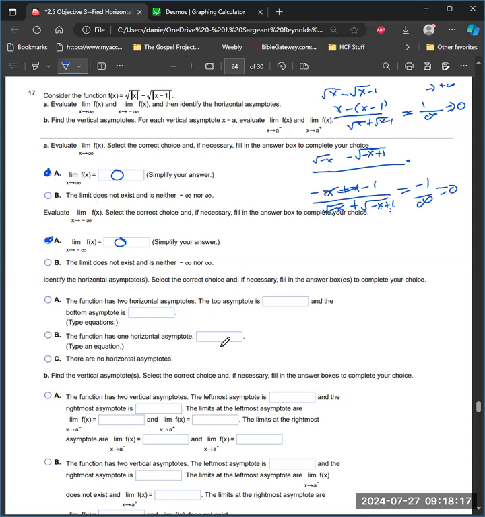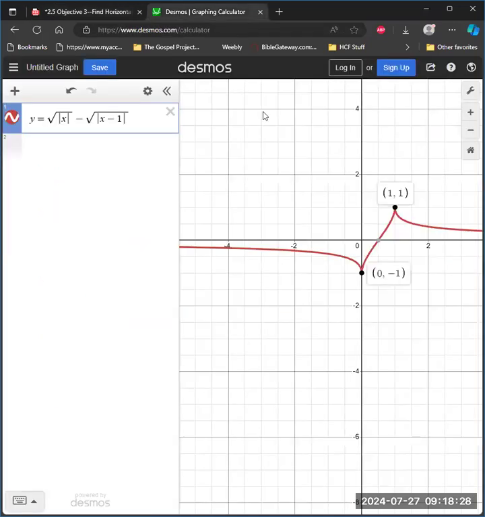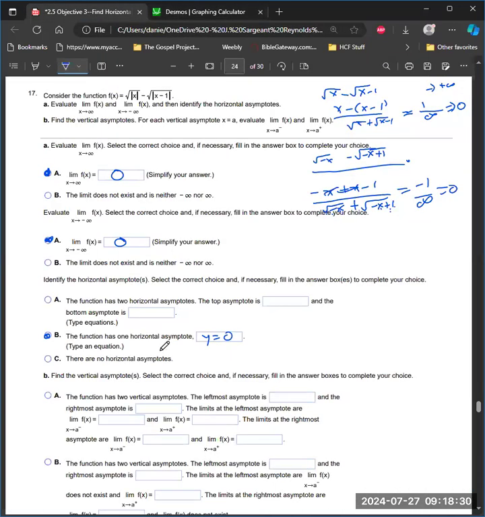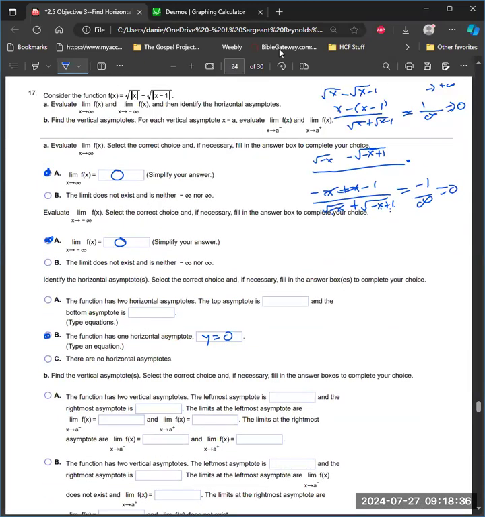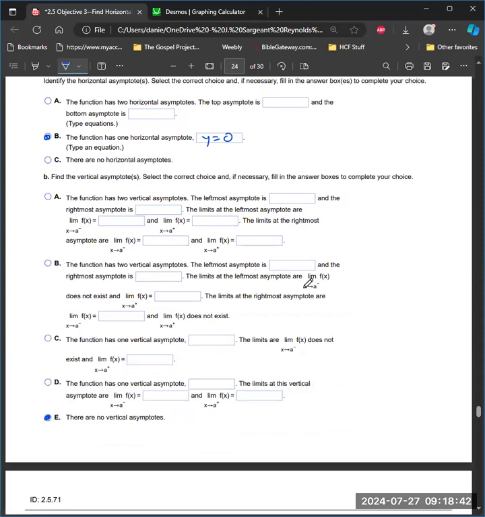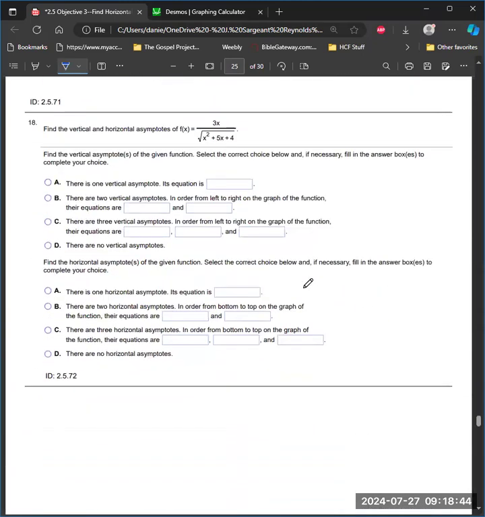And the function has one horizontal asymptote at y equals 0. And if we have already looked at the graph, it has no vertical asymptotes. So, and we would have guessed that because there was no denominator here, but there's also nothing that can make this denominator 0 down here when we rationalize it.